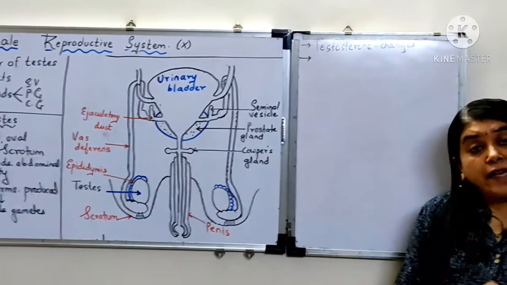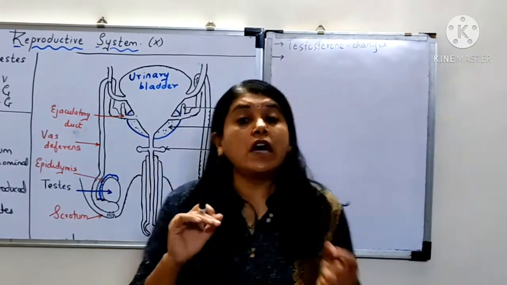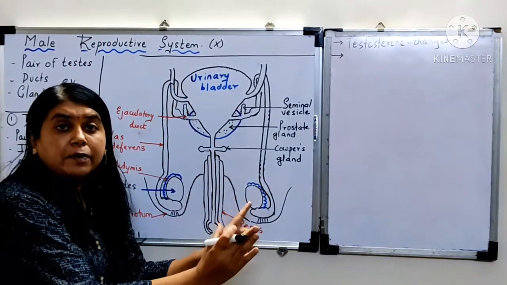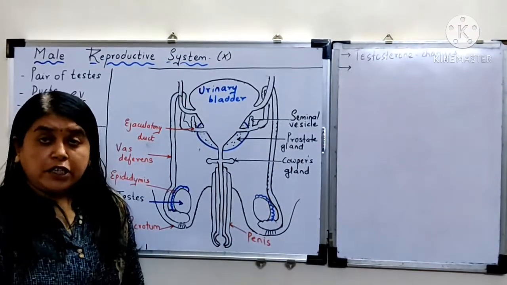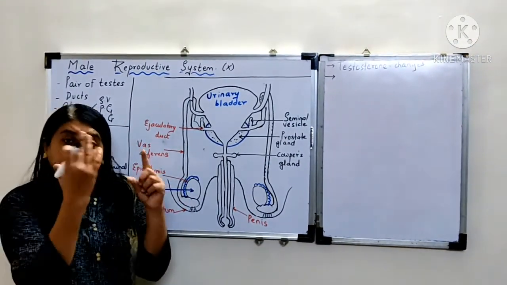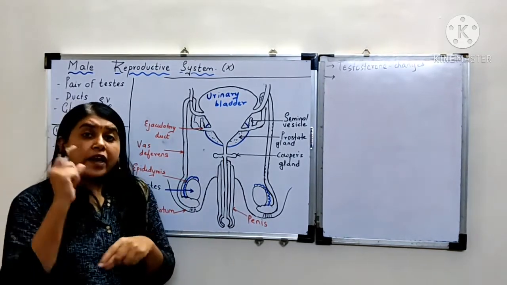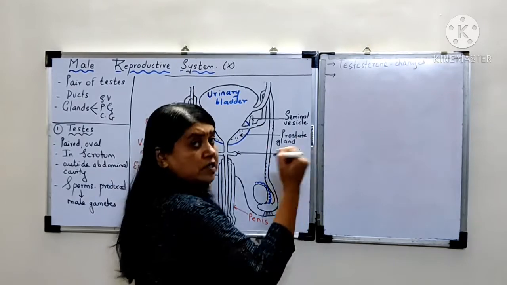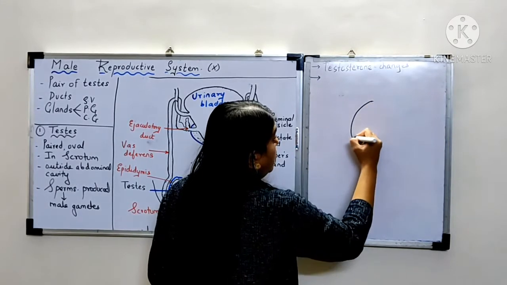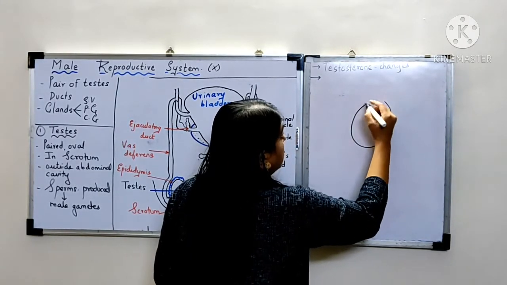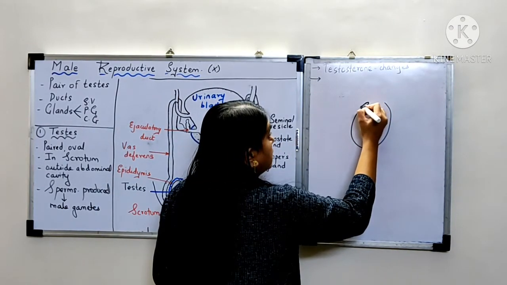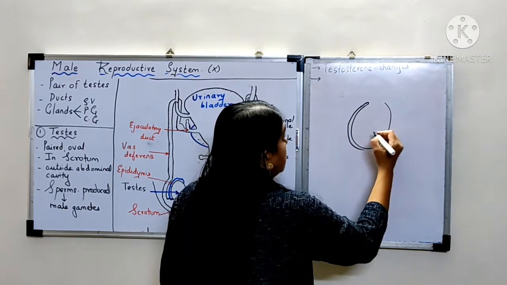Fine. Now, next we will see how the sperms move from the testes when they are generated and how they pass through the male reproductive system to enter into the body of the female. So, all these structures we will see just now. Now, I will show you an enlarged diagram of the testes so that you understand the path of the sperms. Now, suppose this is the oval shaped testes. Like this.